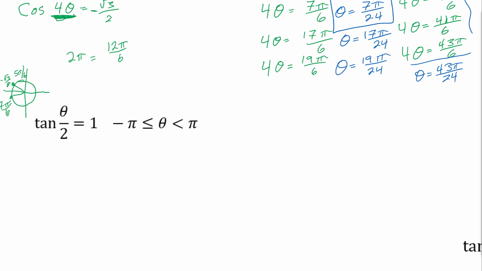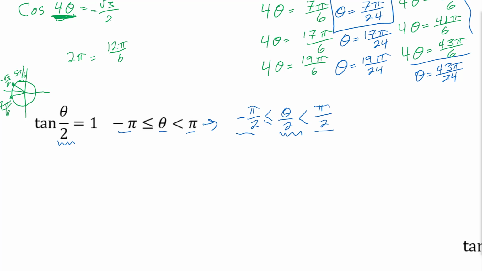So first thing I'm going to do is look at what my theta over 2 is going to be between. If I take this compound inequality, theta is between negative pi and pi, and divide everything by 2, I get that negative pi over 2 is less than or equal to theta over 2 is less than pi over 2. So when I'm looking for values that satisfy tangent of something equals 1, the somethings I'm going to look for are going to be between negative pi over 2 and pi over 2. And that actually makes it a little easier for us in this case.